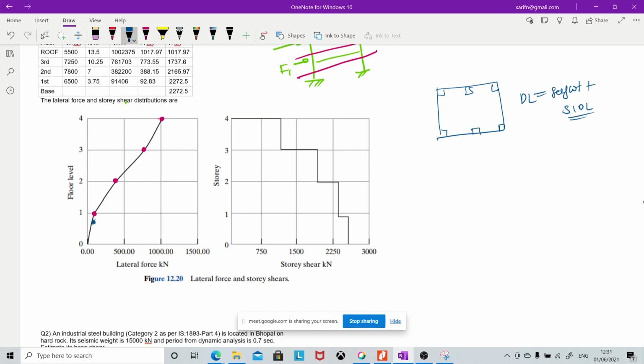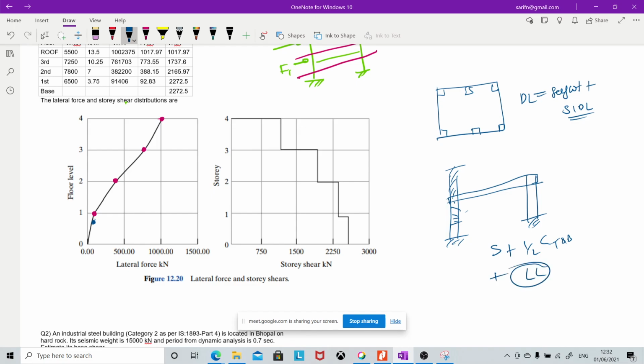For example, if you are having the first story, the total weight of the first story will be slab weight plus half of the column weight on the top and bottom. Above it, half the column weight will come on this floor. Similarly, below it, half the column weight will come on this floor. In that way you have to calculate. Plus live load has to be taken.